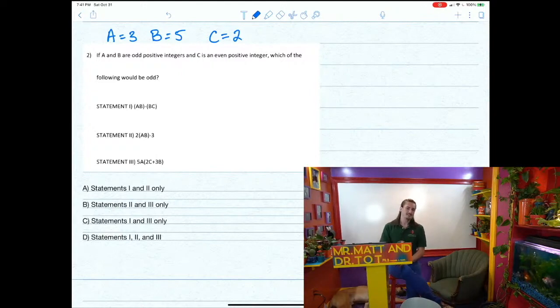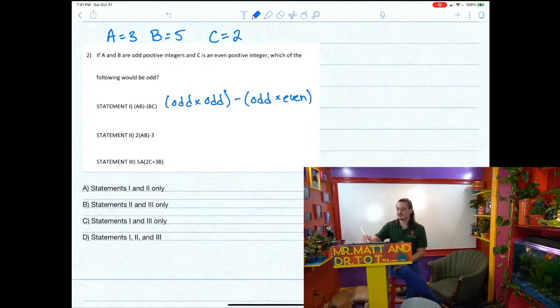However, we want to get past that in order to think about these conceptually and solve these in a quicker manner. So statement 1, the quantity A times B, that's the same thing as an odd times an odd. And then we're going to have the quantity minus B times C. That's an odd times an even.